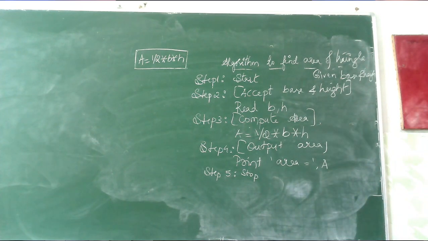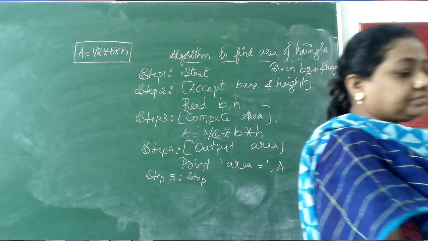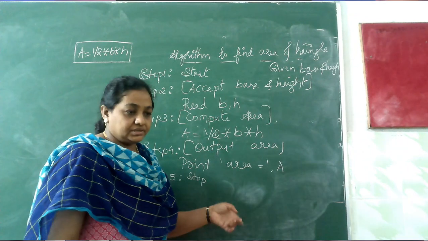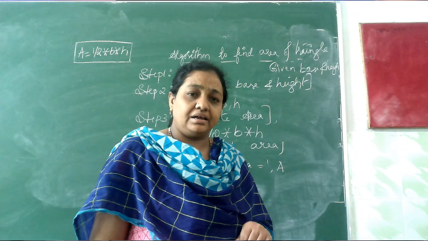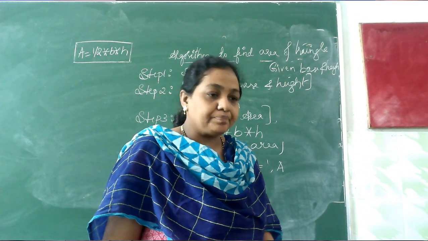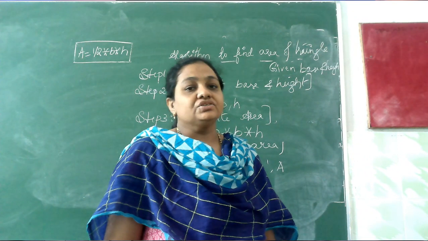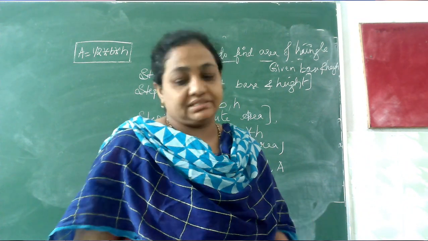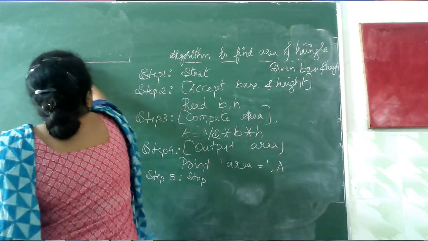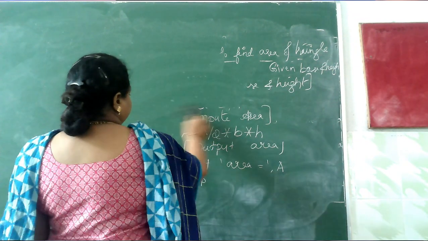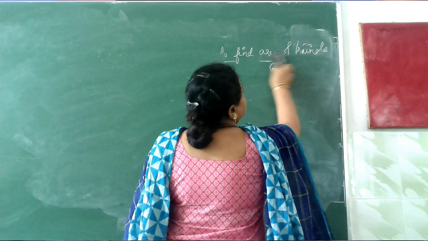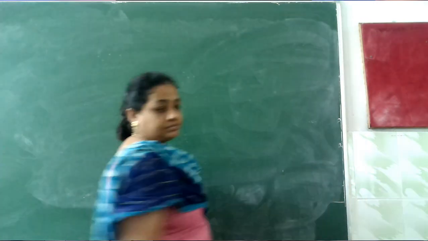After calculating area, next we print the area. A is equal to half into base into height, and the multiplied value is stored in A. So print area is equal to A, the area is available in A. So we will be using this. Hope you have understood this. Kindly write down this algorithm to find the area of triangle.